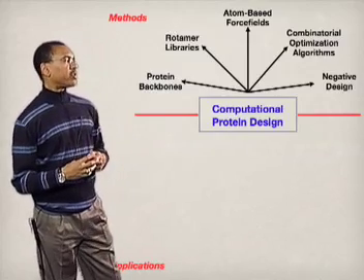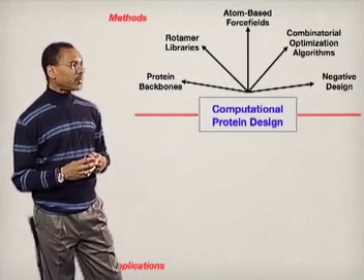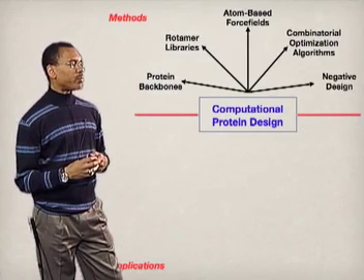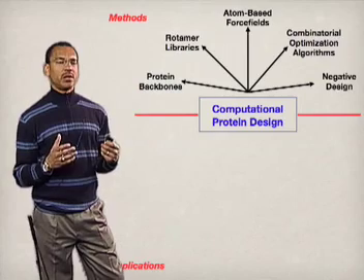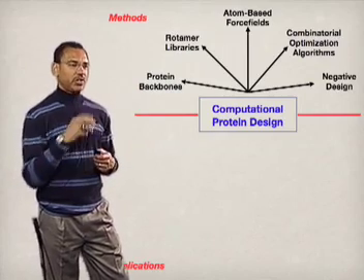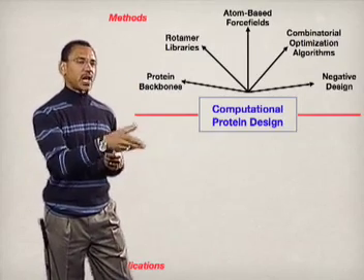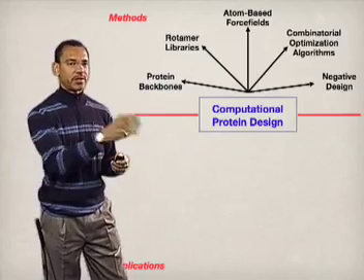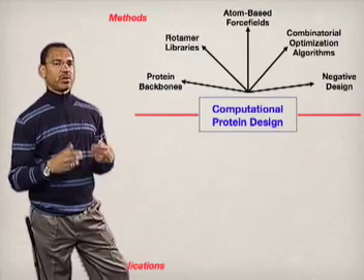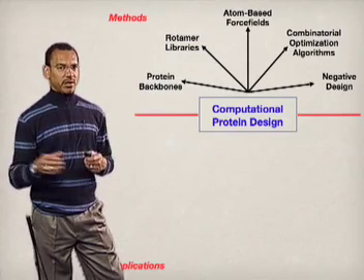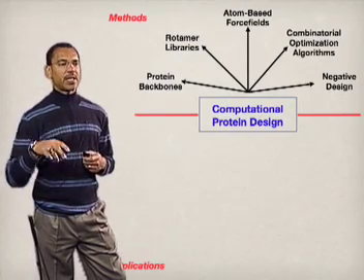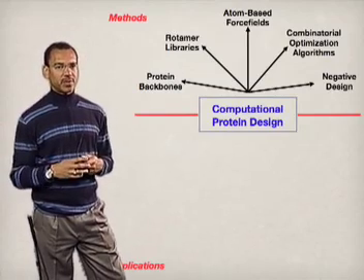And then ultimately, there's this issue of negative design. For many protein design problems, it's not sufficient to focus on achieving what you want, the positive design result. I want to build a protein that does X. You also have to, in many cases, consider what you don't want. That is, you must be able to design against the bad outcomes.